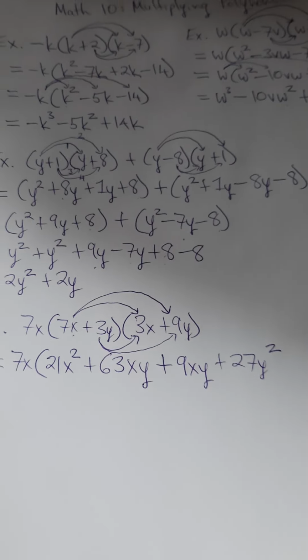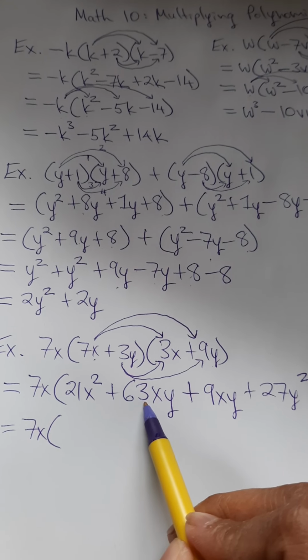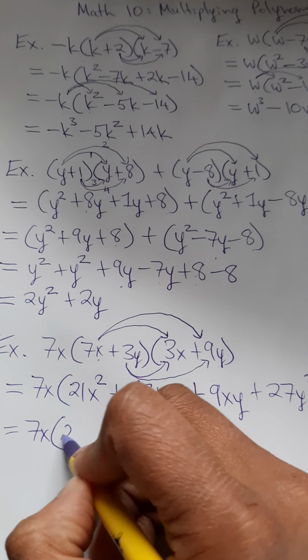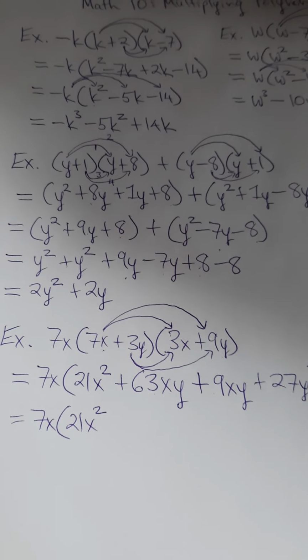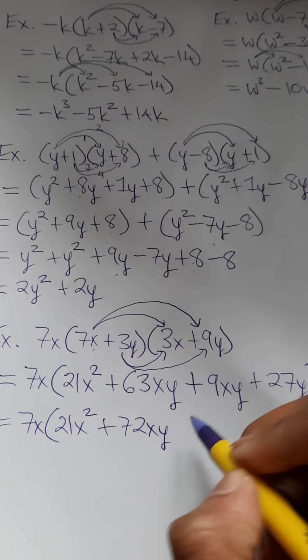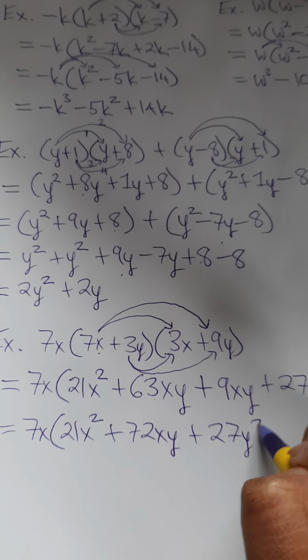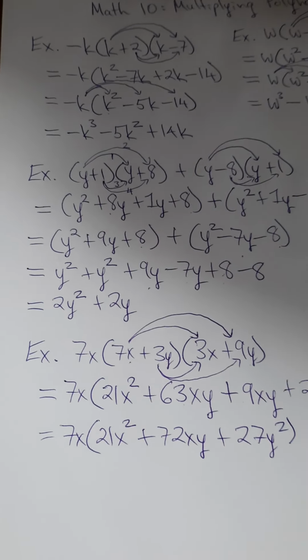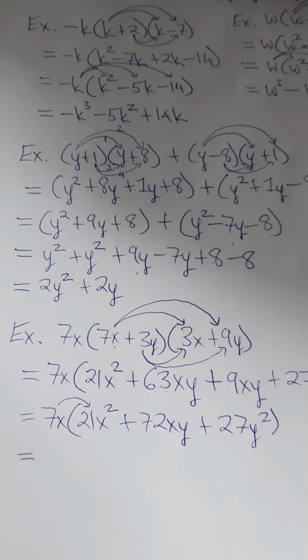But one more time, I want to actually simplify what's inside the brackets here with my like terms. Okay, so I notice I have 63xy and 9xy, so you can add them together. So this is 72xy plus 27y squared, okay? Remember, this is not my final answer, okay? If you stop here, the teacher will most likely just take off like half a mark, and we don't want that. Okay, so what we're going to do is just distribute these numbers out.